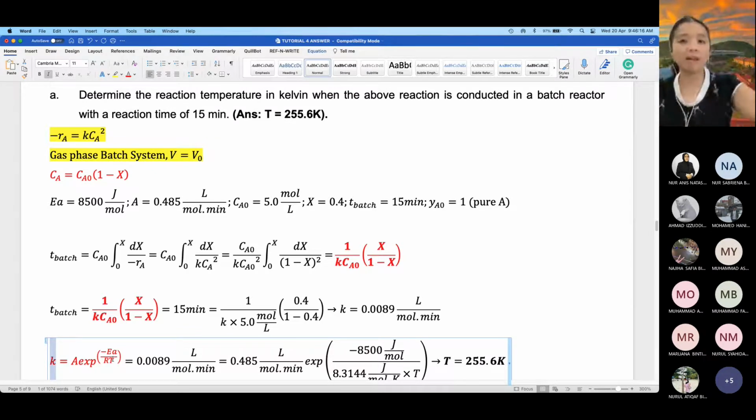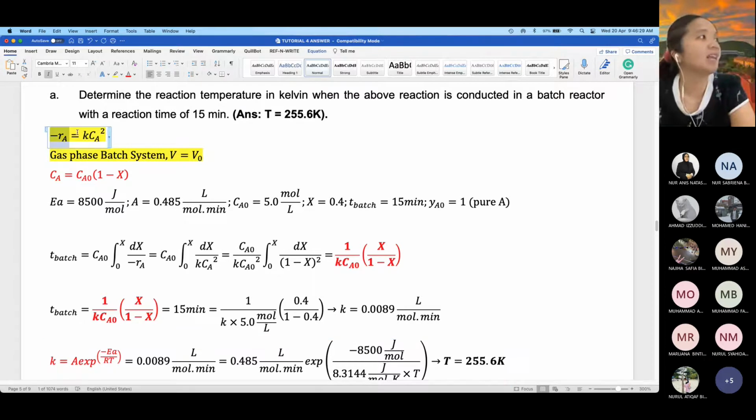Okay, so you come back again to the information that is given to you. Cuba cari apa lagi information yang melibatkan K. So the only information that I have mentioned before K is the rate law. Sebab rate law ada K kan, minus RA sama dengan KCA square. So you know that dia mesti melibatkan equation yang ada rate law.